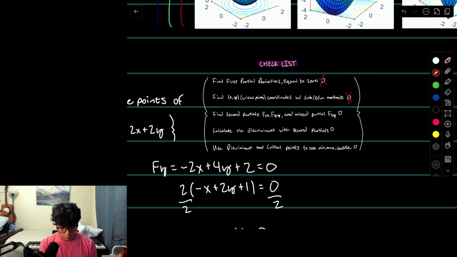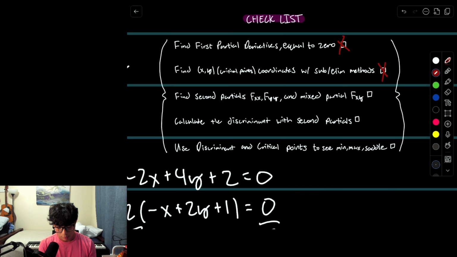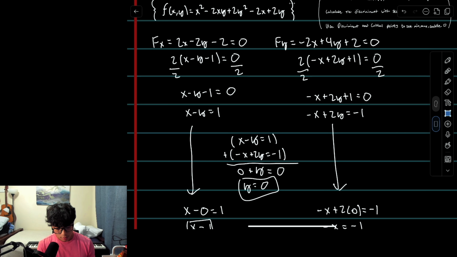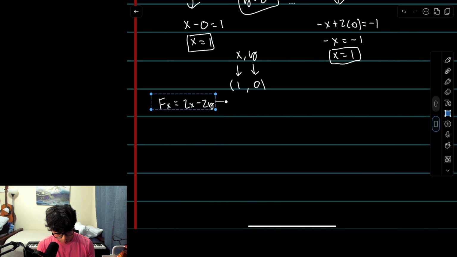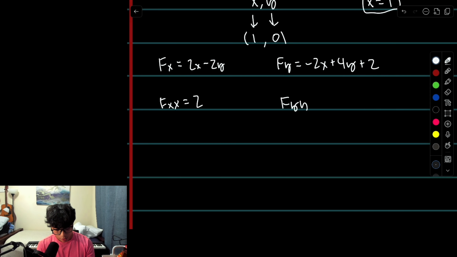Now our next step is to find the second partials: f_xx, f_yy, and the mixed partial f_xy. This step is fairly easy, as all you do is get the original first derivative of each, which I'll bring down here, and just take the derivative once again. So our second derivative with respect to x is just 2, and our second derivative with respect to y is just 4.